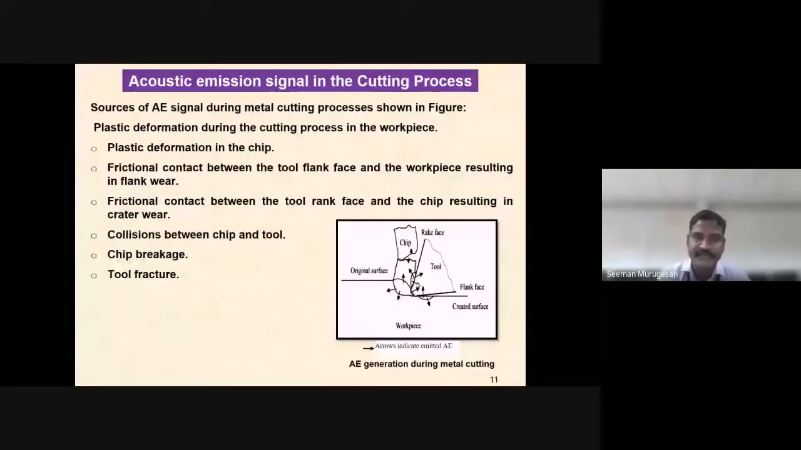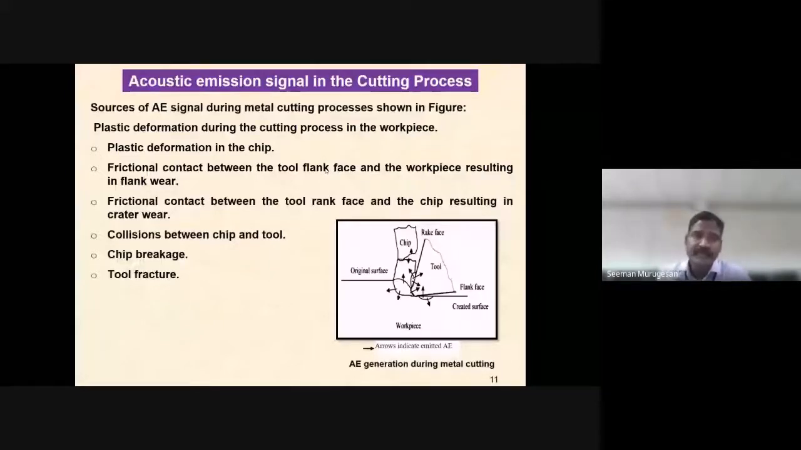The first one creates flank wear. Apart from this, the plastic deformation of the chip is another source of acoustic emission. The collision of the chip with the tool or the workpiece surface, chip breakage, and tool fracture are the main sources of acoustic emission in the metal cutting process.